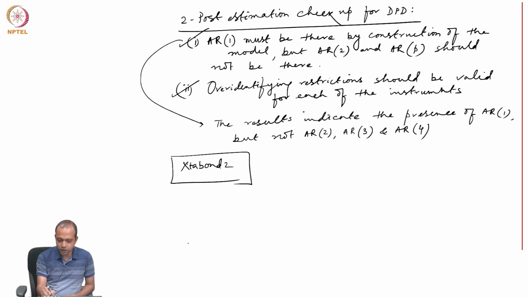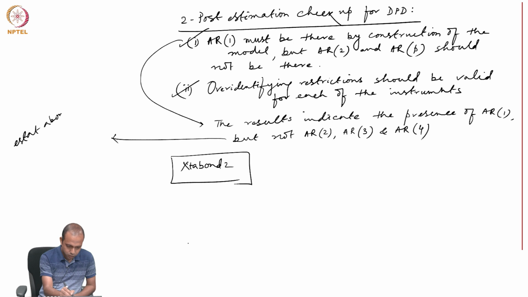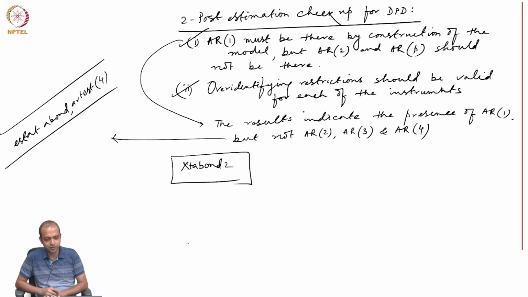And what was the command used for this autocorrelation? I will mention that also. Estat abond, comma, artests 4. I was taking up to 4th order lag. This was the command.